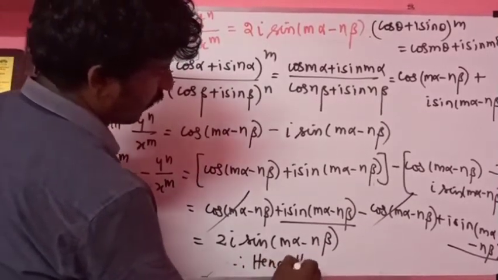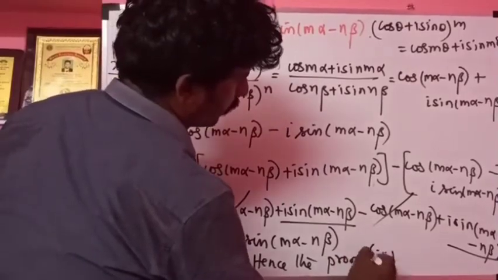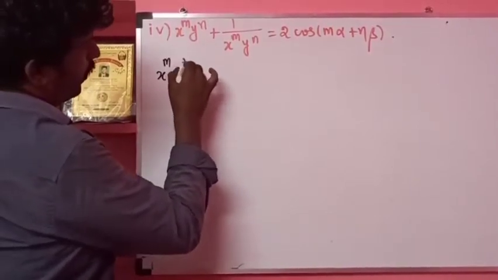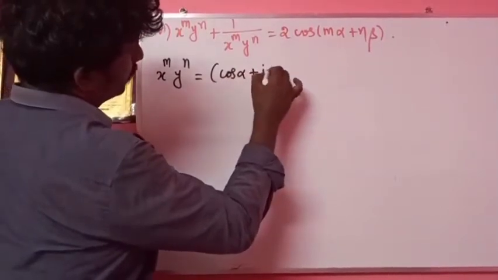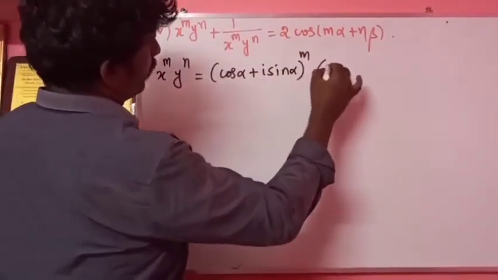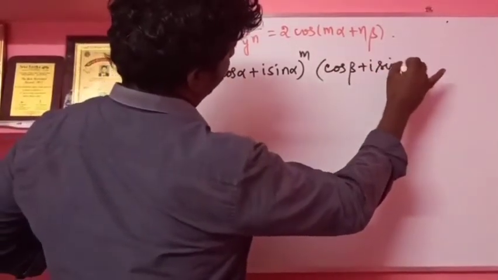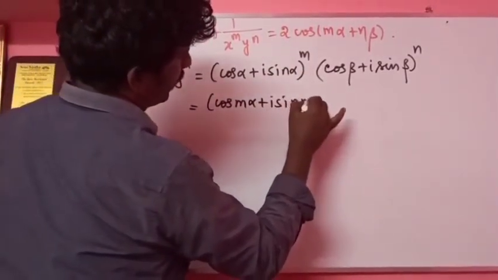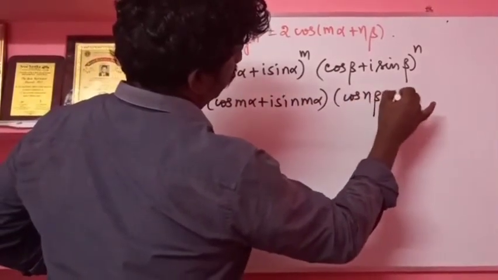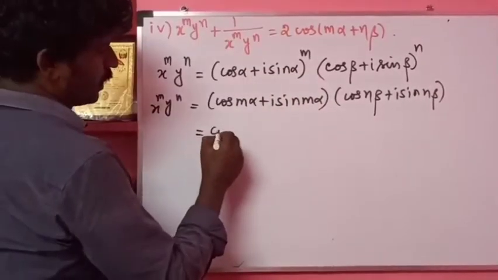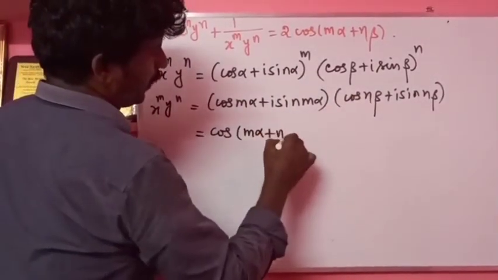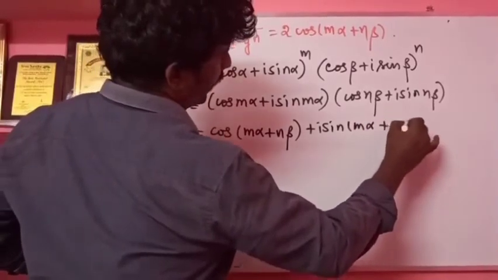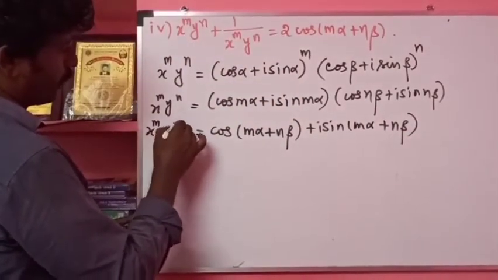Therefore, hence the proof. Point 3. Puriyudhungala? So see the fourth point: x power m into y power n. x is (cos alpha plus i sin alpha) power m, into y, (cos beta plus i sin beta) power n. So by de Moivre's theorem, (cos m alpha plus i sin m alpha) into (cos n beta plus i sin n beta), right? So multiplying, this is cos(m alpha plus n beta) plus i sin(m alpha plus n beta). So this is the x power m y power n answer, right?